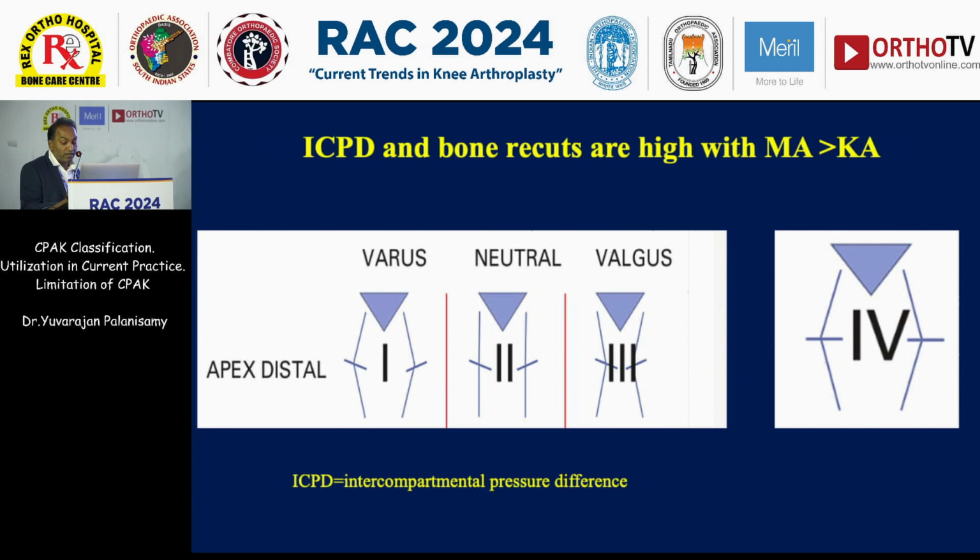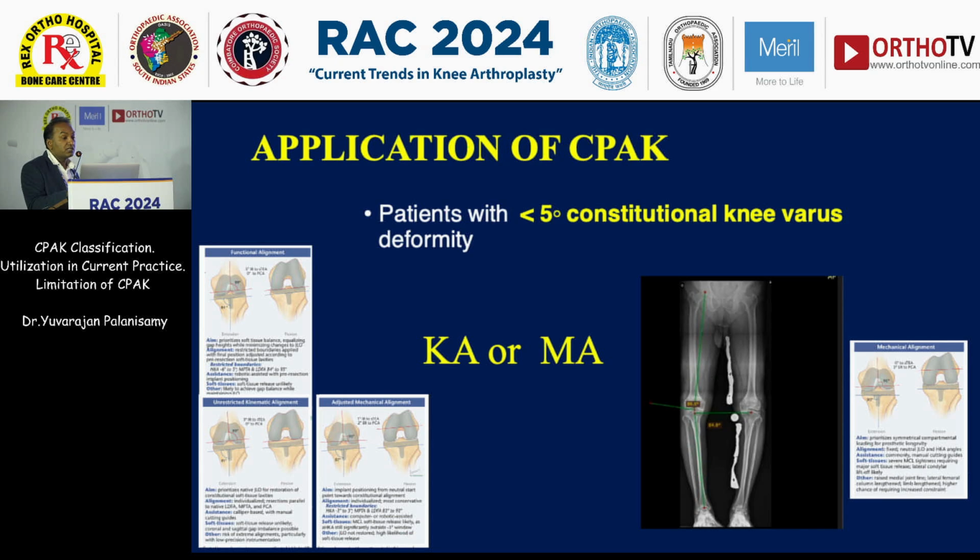especially with a constitutional varus. So the application, just as a message for the audience: if there is less than 5 degrees of constitutional knee varus, you can apply both kinematic and mechanical alignment, but definitely you need image-assisted or robotic-assisted technology to balance your knee. That's very important. I'm not saying you can't manage with a conventional technique, but you need some robotic assistance.